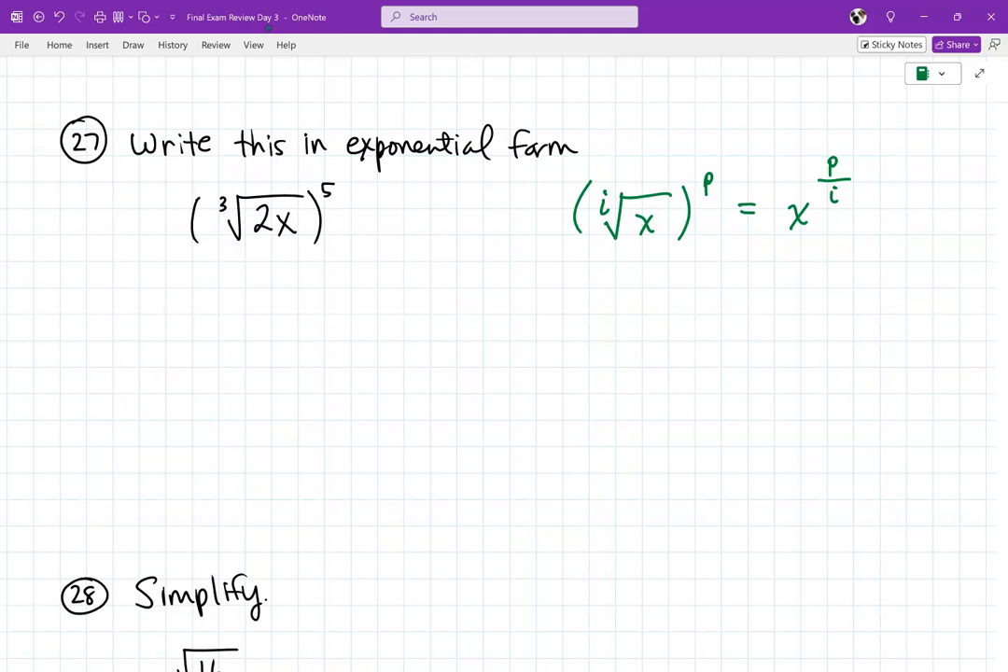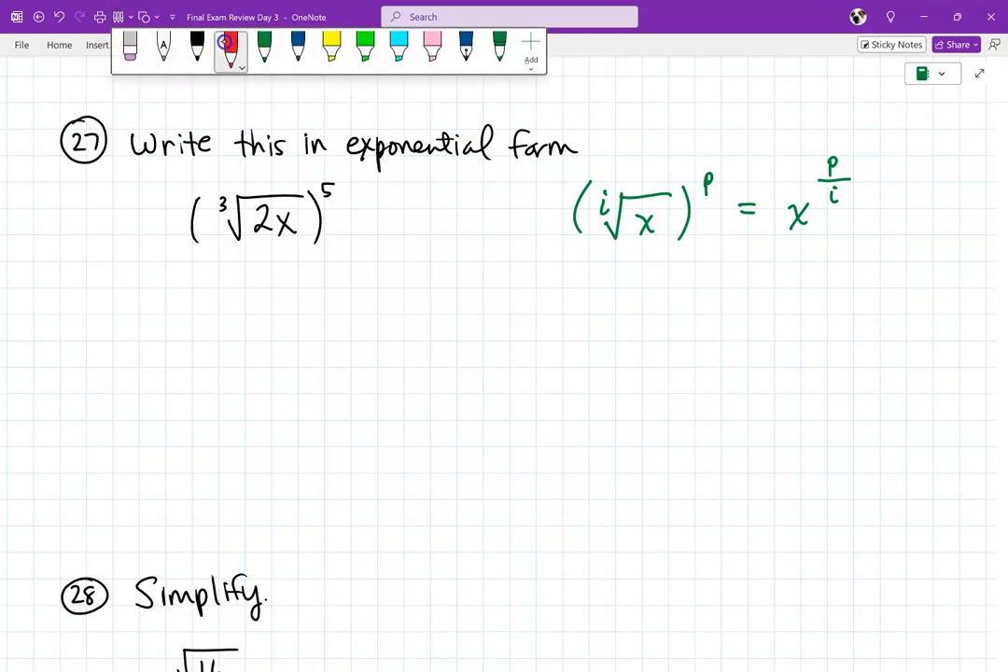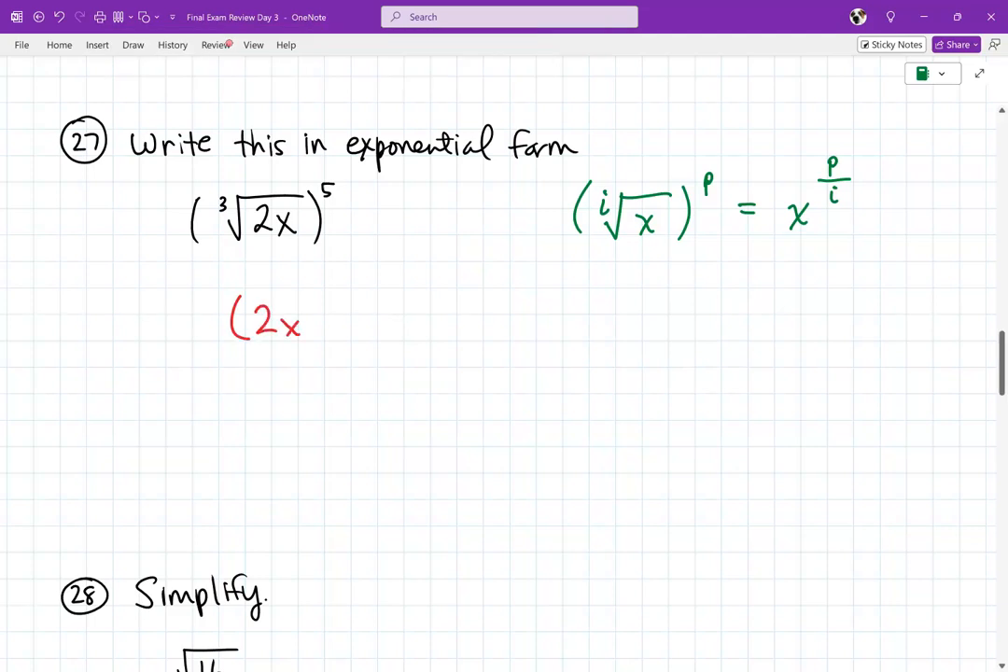So I noticed that there's a 2x inside of the radical. So I'm going to get the 2x. I'm going to put it in a parenthesis like that, because that's the radicand. And then I noticed the index is a 3. The power is a 5. So it's going to be 5 over 3. And that's it. That's all I have to do. I don't have to solve or simplify, nothing like that. I just have to rewrite it.